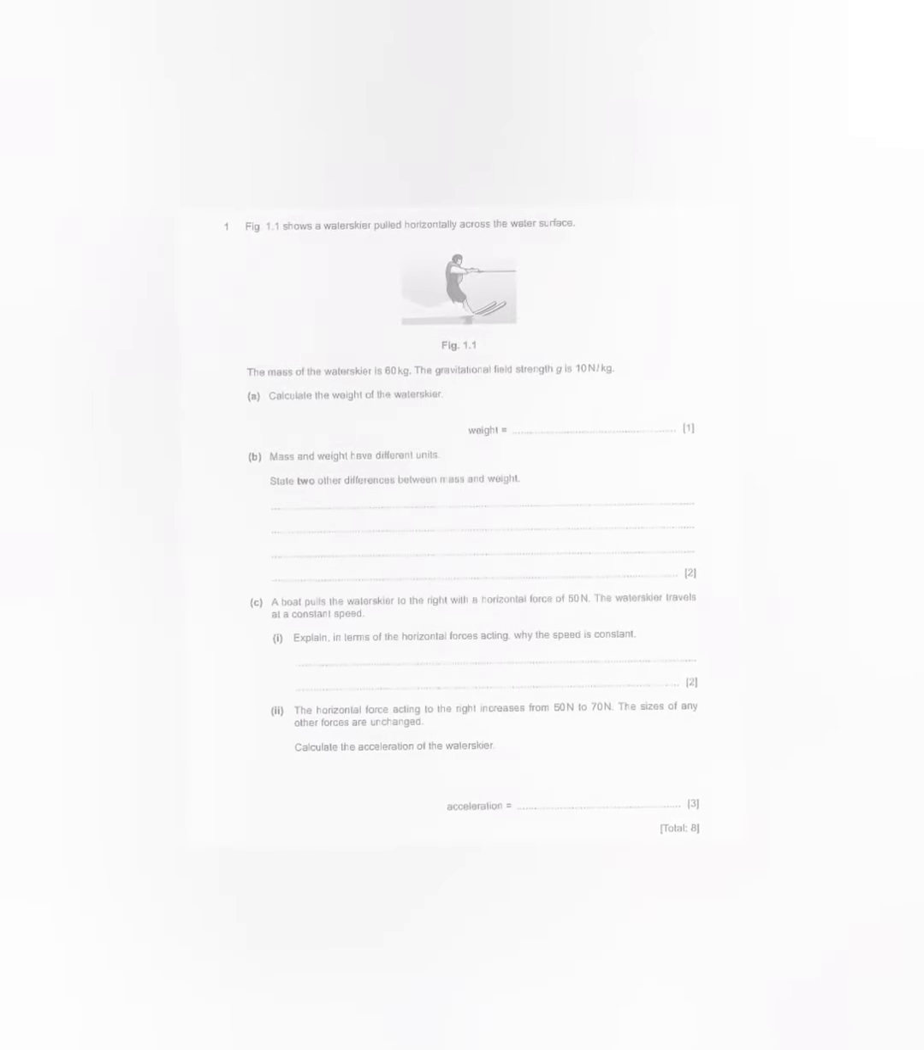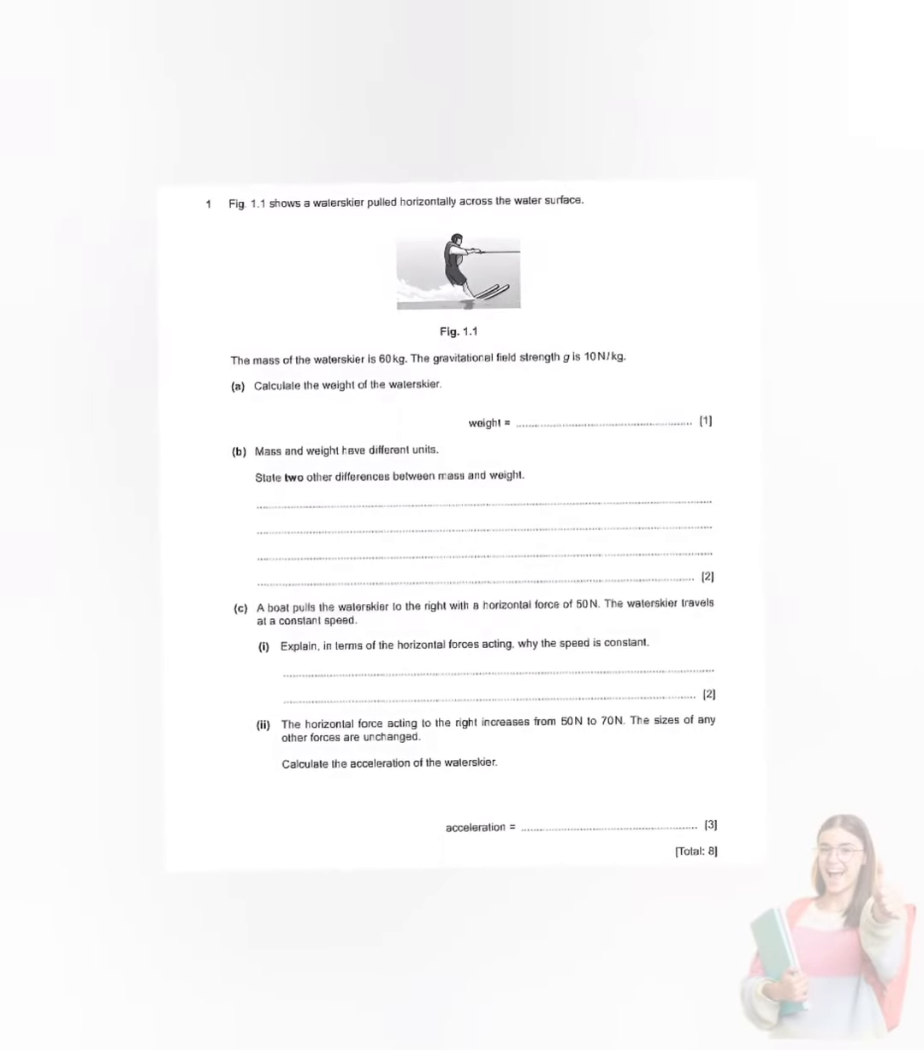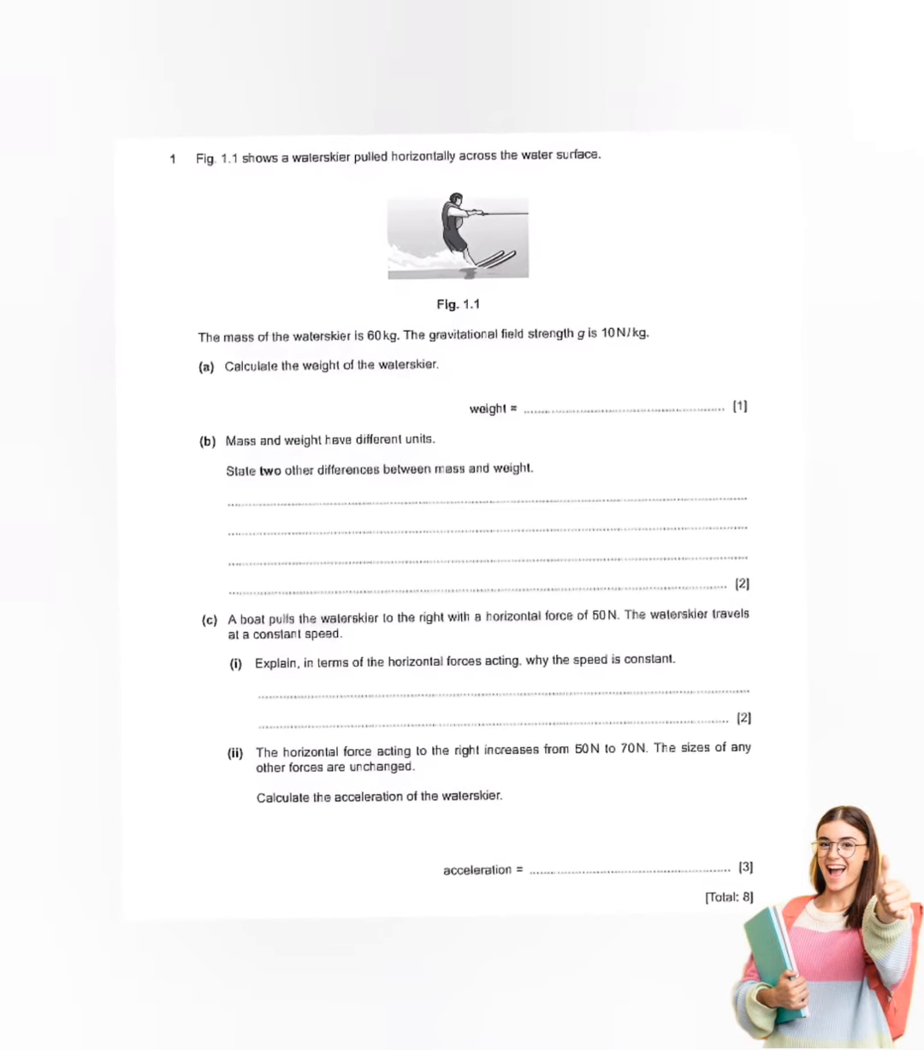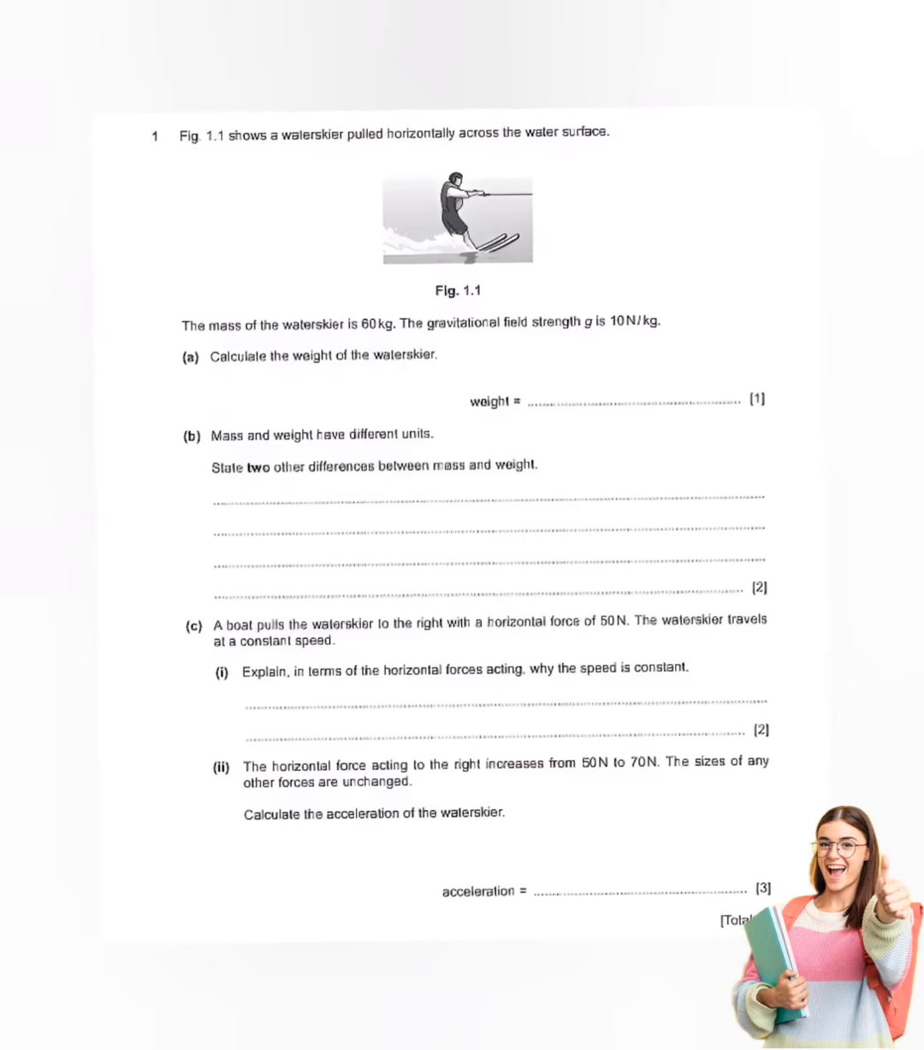Right, so this is science paper 1 representation. In this video, I'm going to revise with you mass and weight.